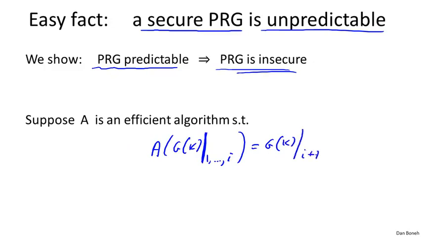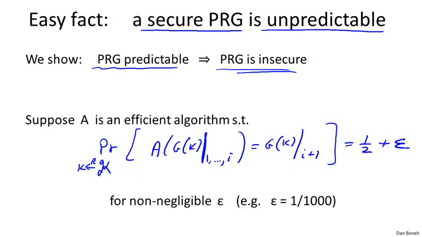In other words, given the first i bits, it's able to predict the (i+1)st bit, and it does that with a certain probability. If we choose a random k from the key space, a dumb predictor would be able to predict the next bit with probability 1/2. You simply guess a bit, and you'll be right with probability 1/2. However, this algorithm A is able to predict the next bit with probability 1/2 plus epsilon. So it's bounded away from 1/2, and we require that this be true for some non-negligible epsilon. For example, epsilon equals 1/1000 would already be a dangerous predictor, because it can predict the next bit given a prefix with non-negligible advantage.